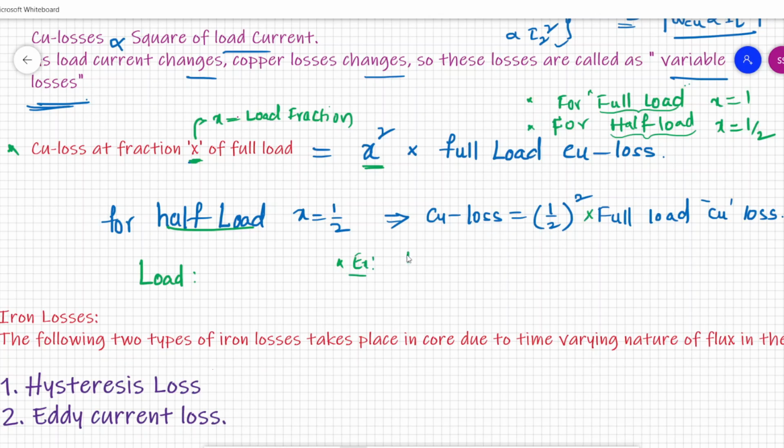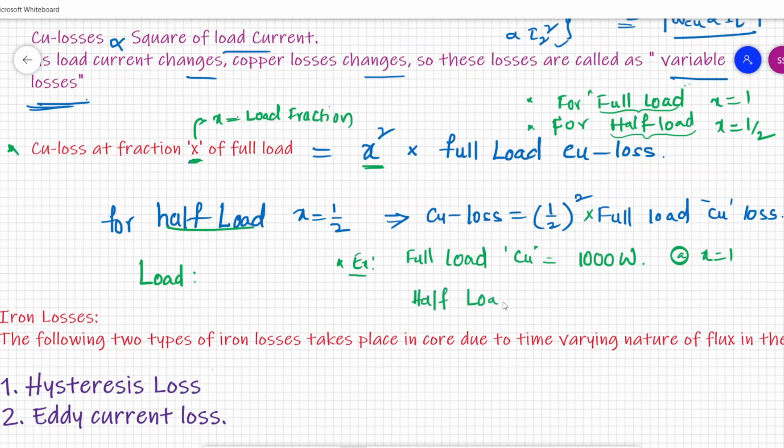So here, whenever the full load is applied on a machine, the full load copper losses occurring in the machine are treated as 1000 watts. So these are the total copper losses in the transformer at full load, at x equal to 1. Right? Now let us reduce the load to half.